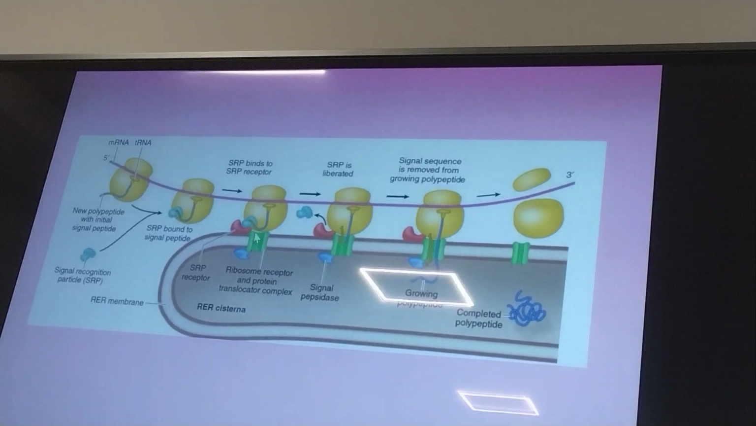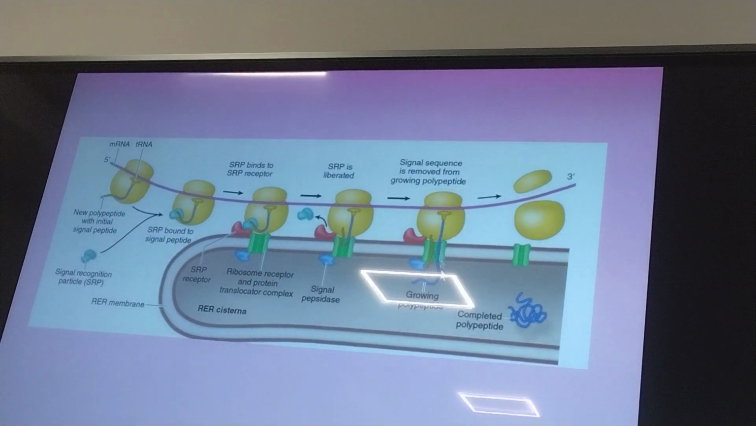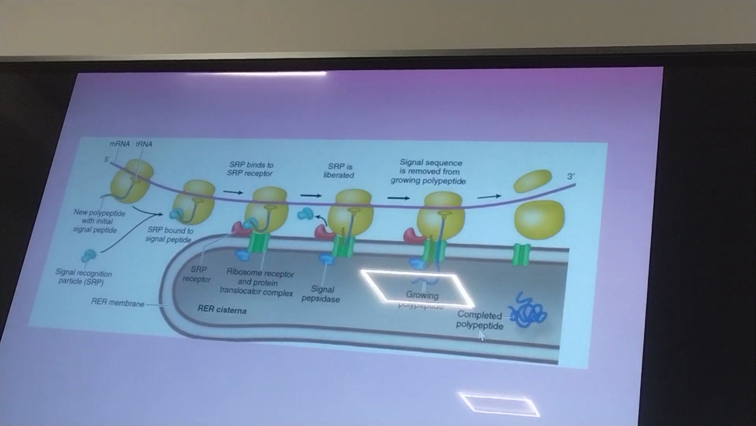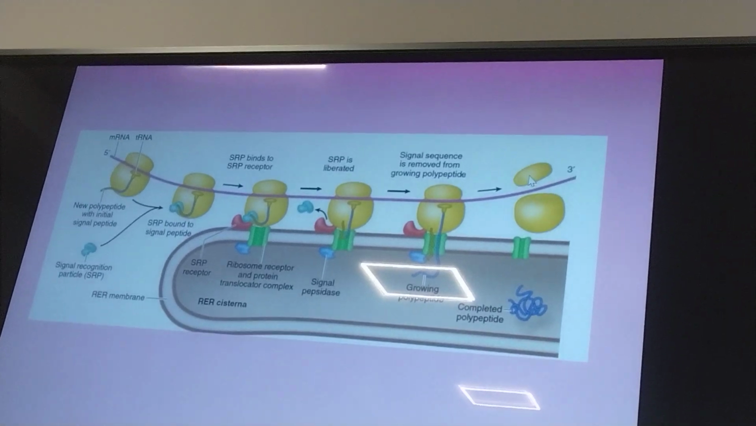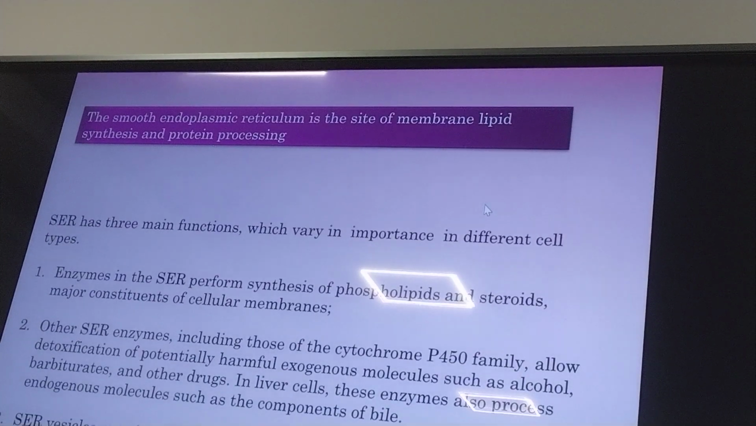And that's a pore protein translocator complex. When the growing chain of the polypeptide is done, the completed polypeptide goes through the lumen of the rough endoplasmic reticulum, and the ribosome is detached from the endoplasmic reticulum.